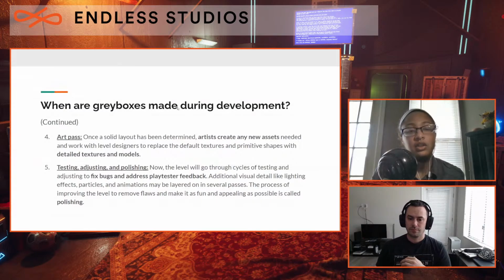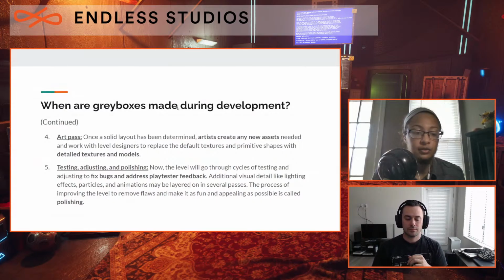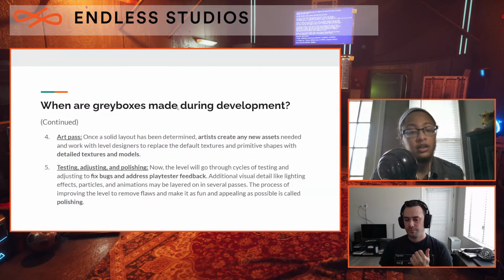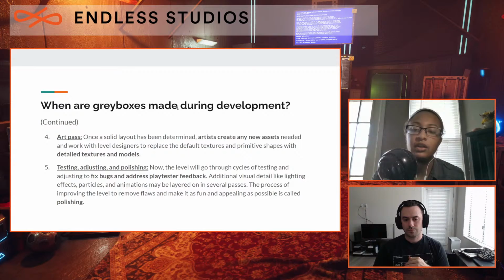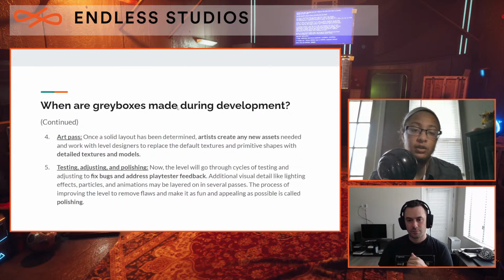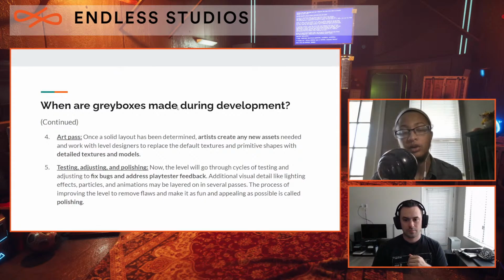Also, additional visuals might be added, stuff like special lighting effects or particles or animations. They might put fog in, and audio might come in at this stage, or it might come in earlier. The process of improving the level, adding all these nice details and fixing the bugs and just making it better, that's called polishing, so you might hear that term a lot. And the last stage of our development cycle for Dawn City Heist is polishing.